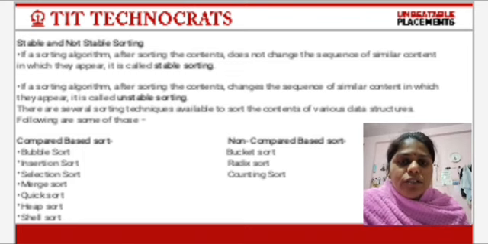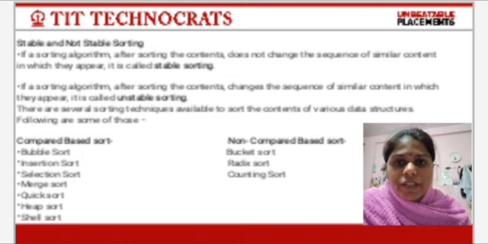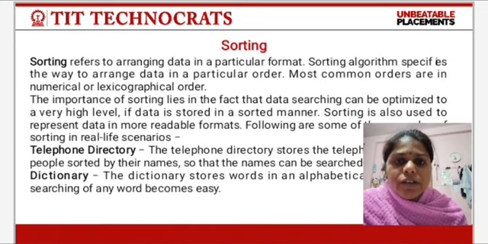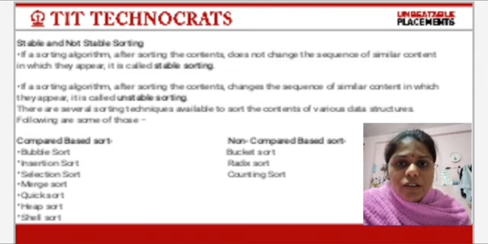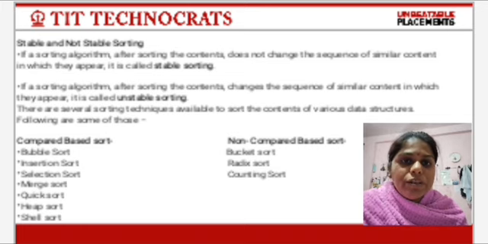Sorting mainly has two types: stable sorting and non-stable sorting. If the algorithm, after sorting the collection of data, does not change the sequence of similar elements in which they appear, it's called stable sorting. Non-stable means the algorithm, after sorting the collection, changes the sequence of similar elements in which they appeared in the unsorted array.